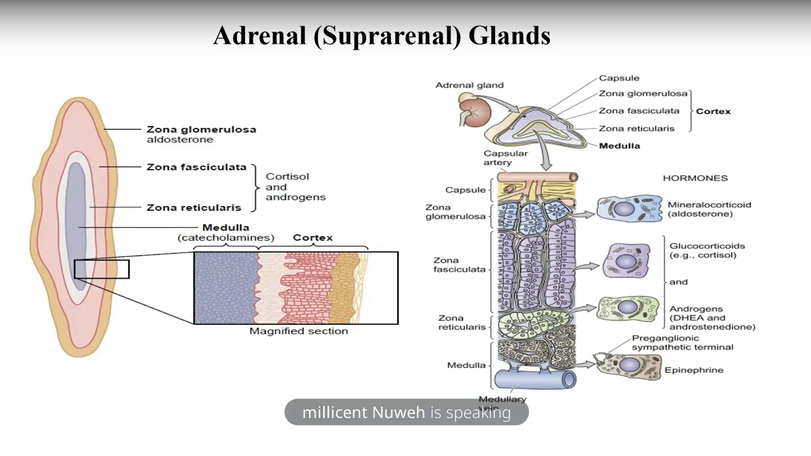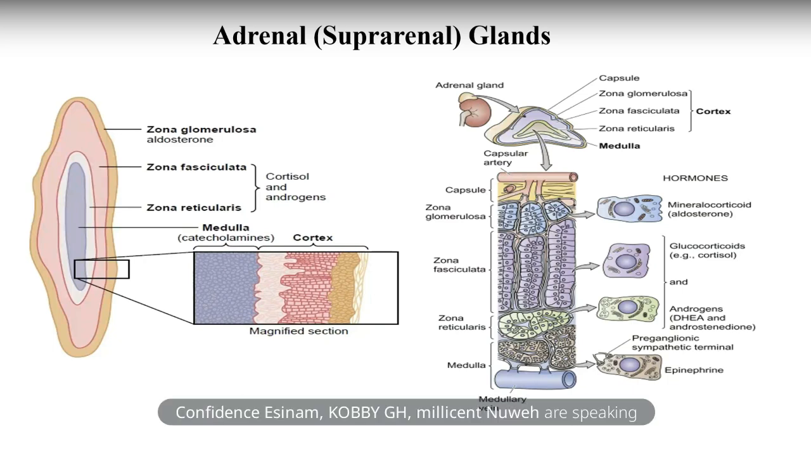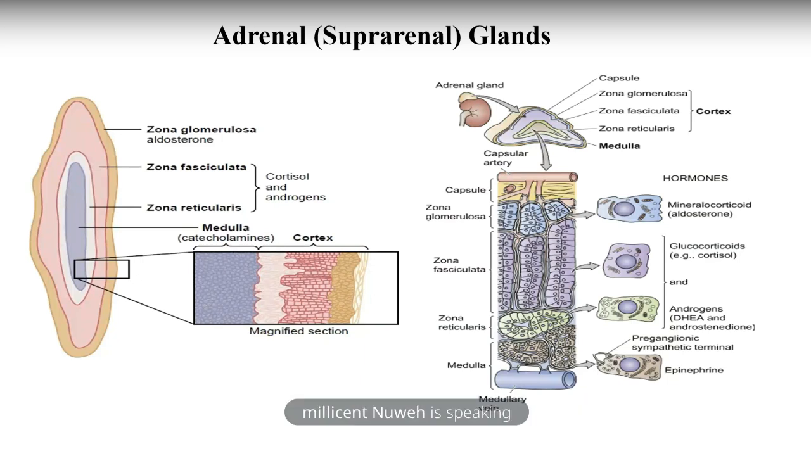Sir, the corticoid is produced by the zona glomerulosa. Excellent. Good. The dopamine is the adrenal medulla.